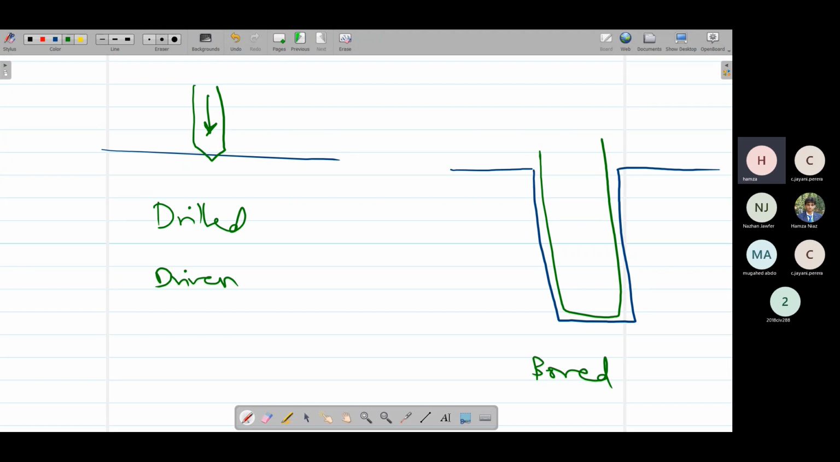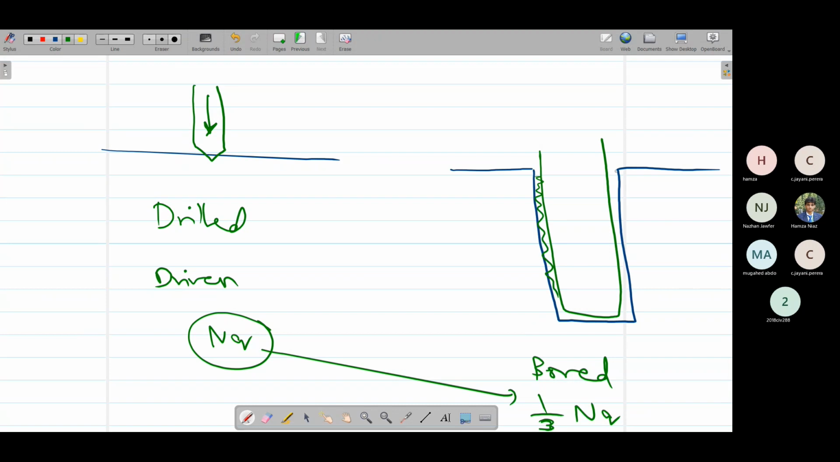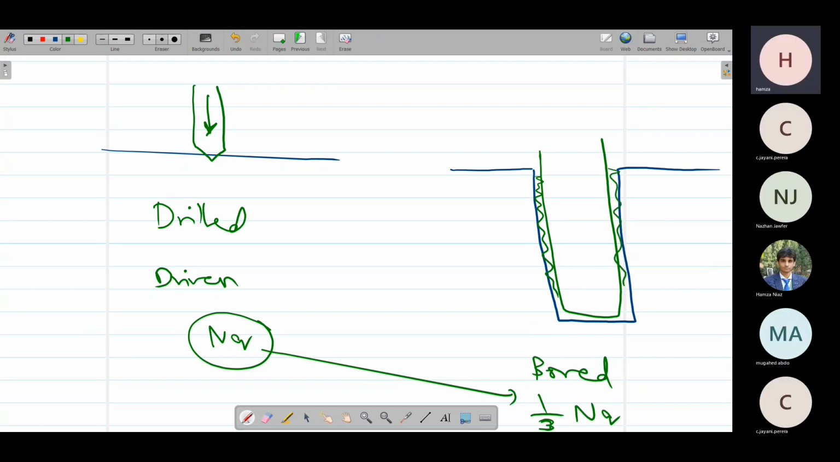So whatever the value of NQ for drilled or driven, we'll take 1/3 of it for bored. Why? Because a bored hole may have some gaps along its sides, while the driven pile, we are driving it into the soil, so it takes quite a lot of load to drive it, and it would be tightly packed in the soil. While the bored pile is simply resting on the bottom, there would be less skin friction in the case of a bored pile. So whatever the value of NQ for driven, we'll take 1/3 of it for the bored pile.